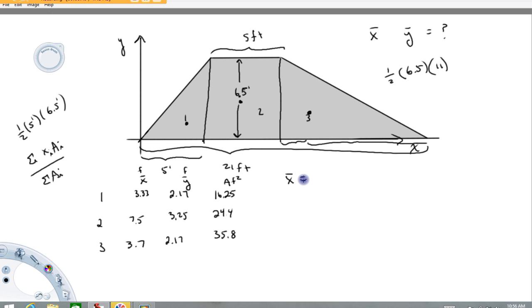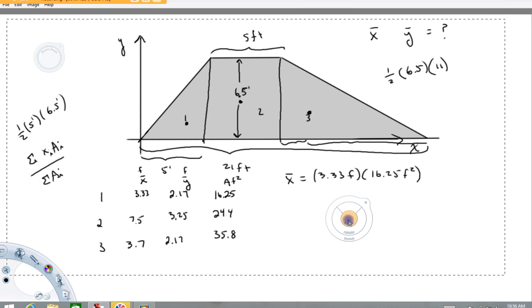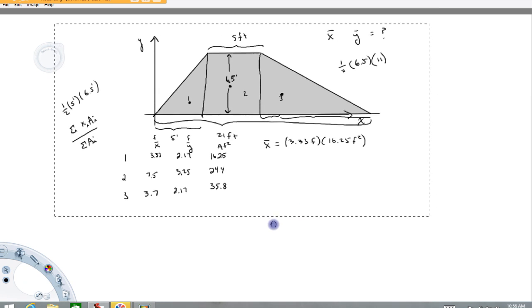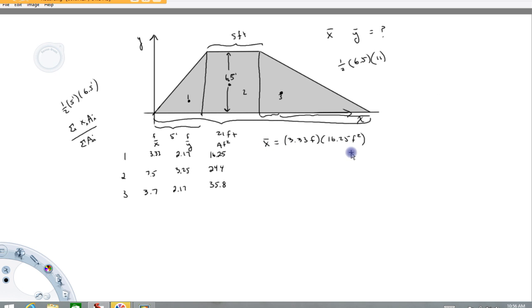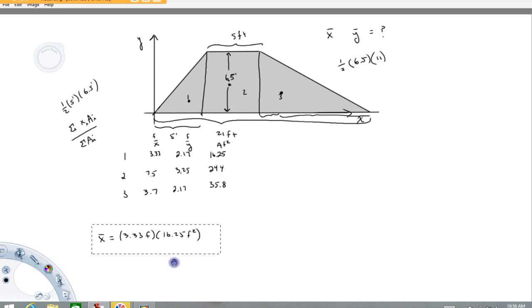So if I write out what that's equal to, for geometry 1, that's going to be 3.33 feet times the area, 16.25 square feet, plus... okay, I can see right now that I'm going to need more room here. So what I'm going to do is take this entire thing, shrink this down a little bit, lift this up. I'm going to restart this calculation down lower because I want to try to get this into one line. So I'll write this all out right here.